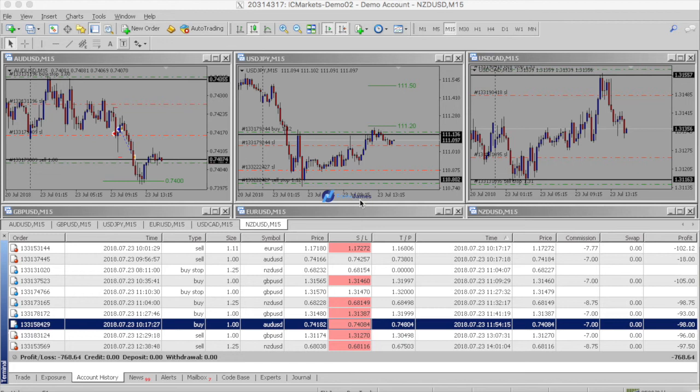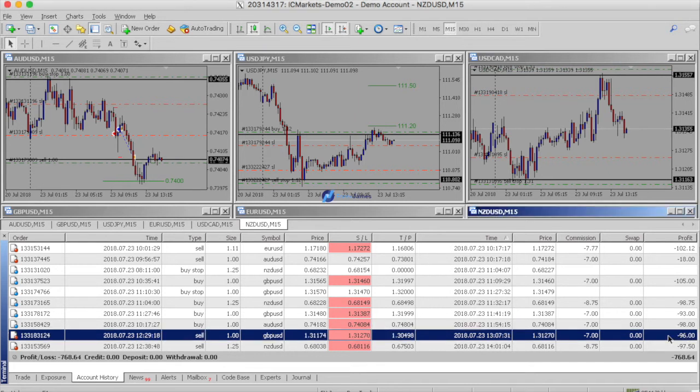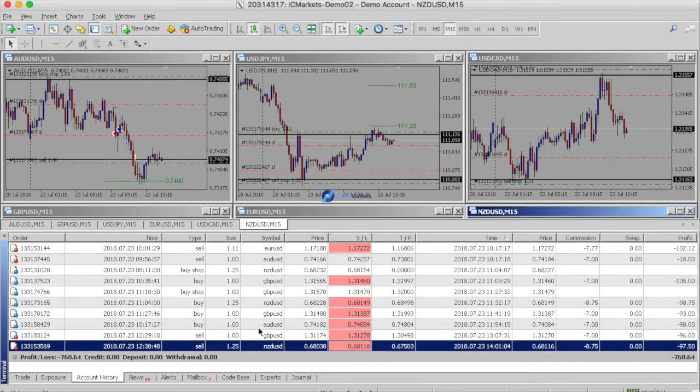Hey traders, another update for today. We just entered New York session. It's 8 a.m. New York time right now. And ever since the last update, I had two more losses here. A sell on the pound dollar and a sell on the Kiwi dollar.